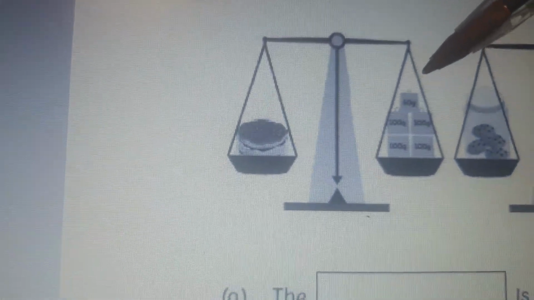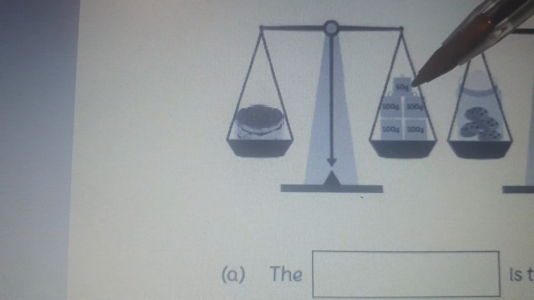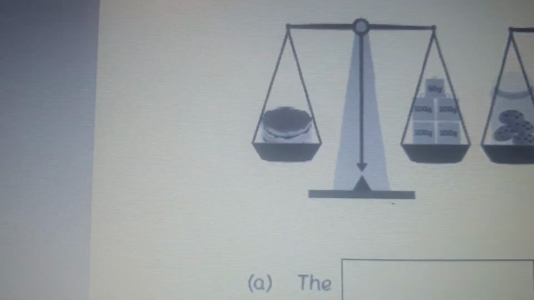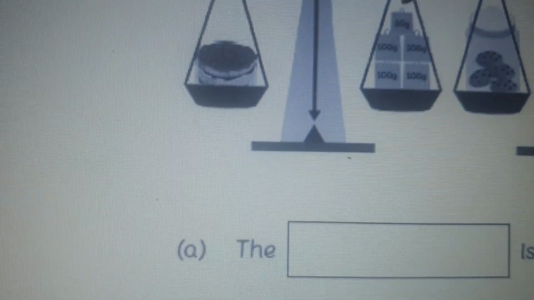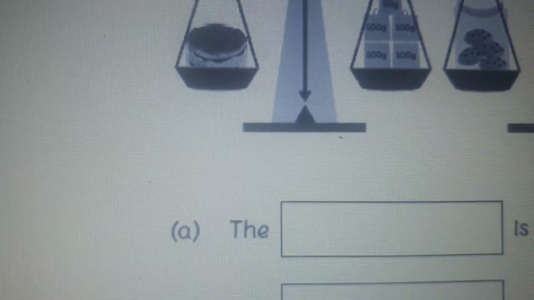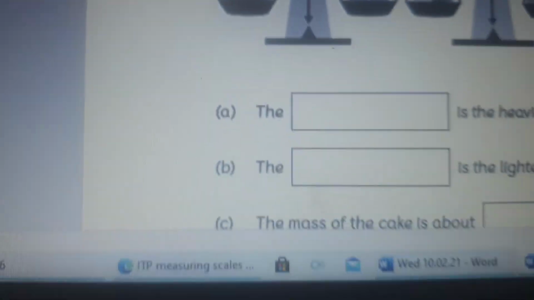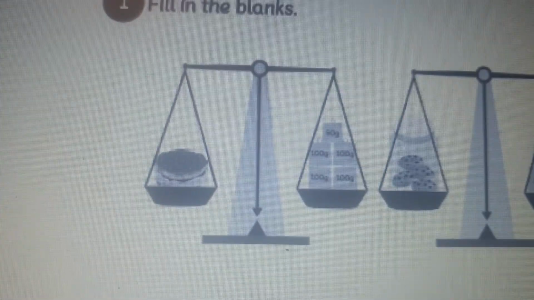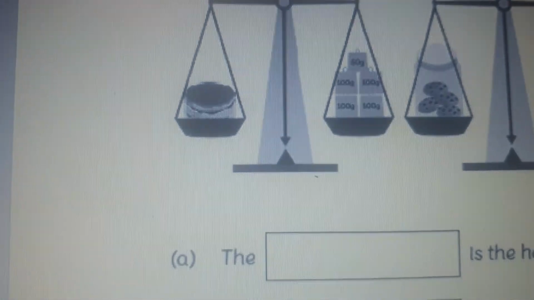So here you've got these weights. You've got 50, 100, 100, 100, 100. So you've got 4 lots of 100 and a 50. So how much would they weigh altogether? So you write that down underneath how much it weighs, or write it here.